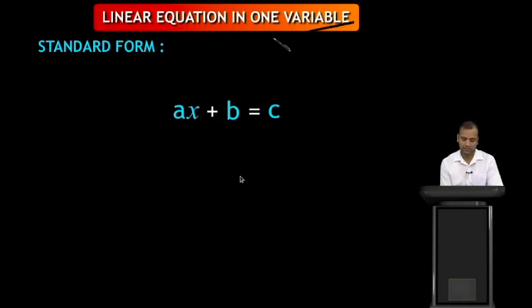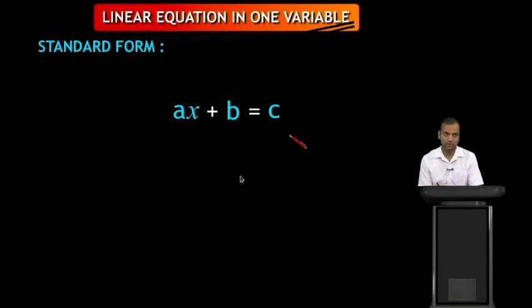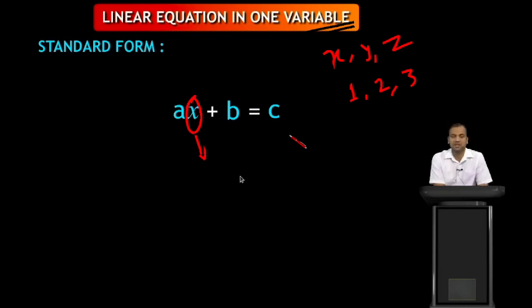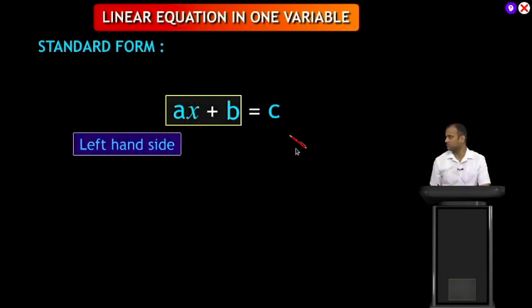Now what is variable? I think you all know about the variables. You know about the variables like x, y, z, and you know about the constants like 1, 2, 3, and so on. So here we use one variable which is x, and the other digits are a, b, and c, and a, b, c are constants, and we can say these are real numbers. So this is the standard form of a linear equation in one variable.